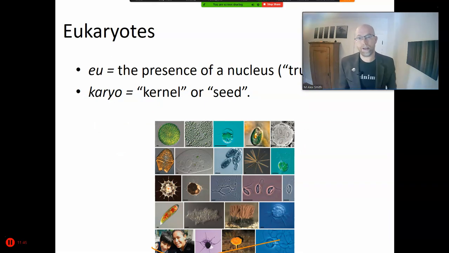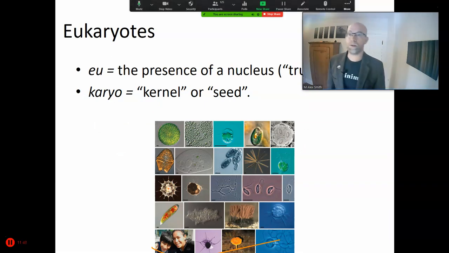So when we're talking today, we're going to be talking about protozoans. We're going to be talking about eukaryotes. So the presence of a nucleus, karyos, derived from the Greek for kernel or seed. And this is, of course, the scale of metazoan life.